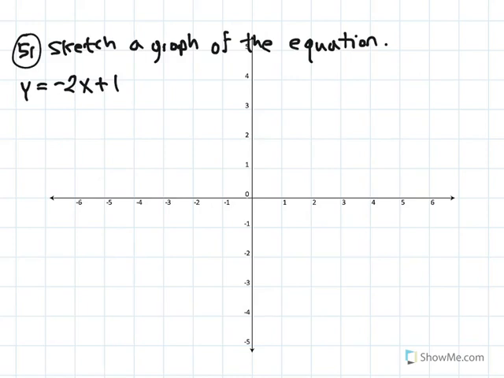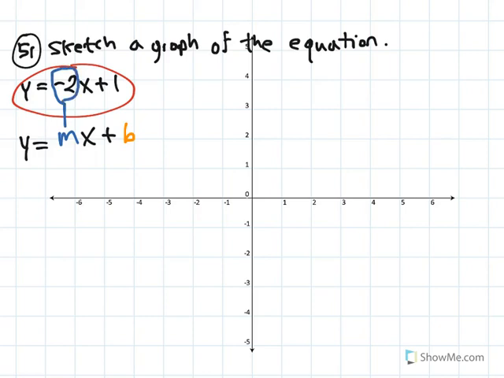Our second example for today is number 51. The instructions are sketch a graph of the equation. So the first thing that you need to do is recognize that the given equation is in slope-intercept form. When you recognize that the given equation is in slope-intercept form, you can easily identify the slope of the line to be -2 and the y-intercept of the line to be at y is equal to 1.